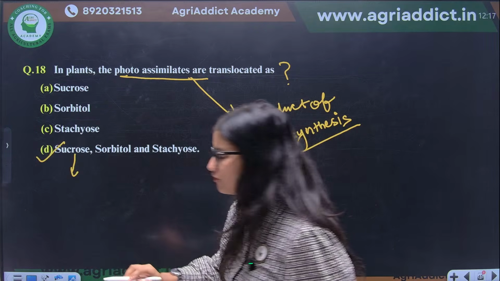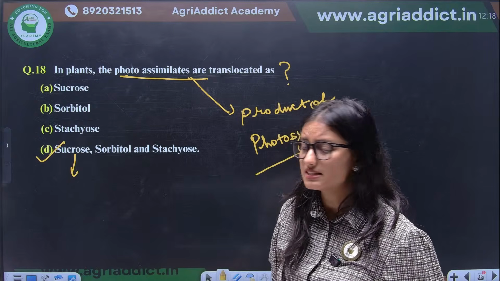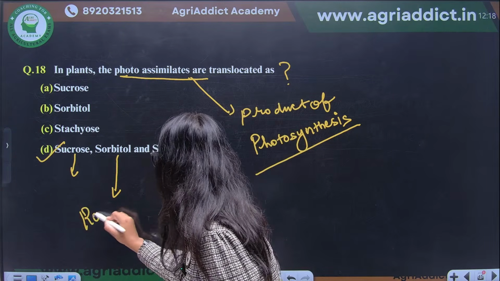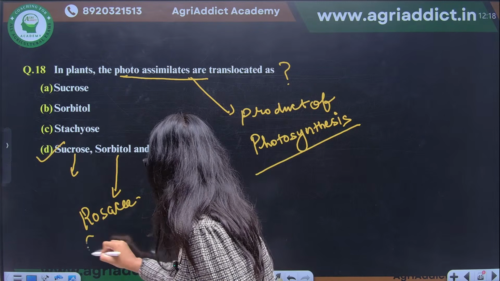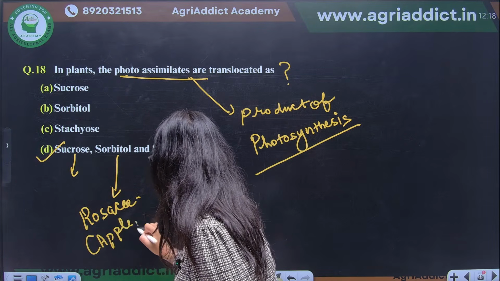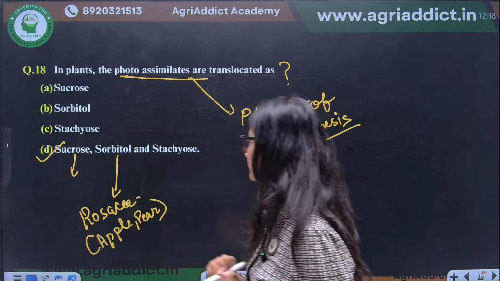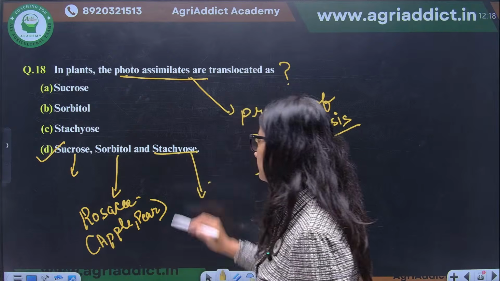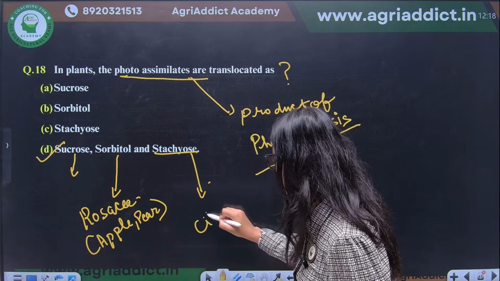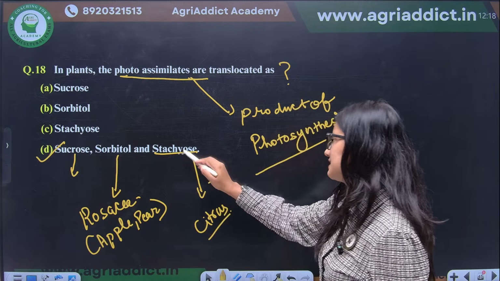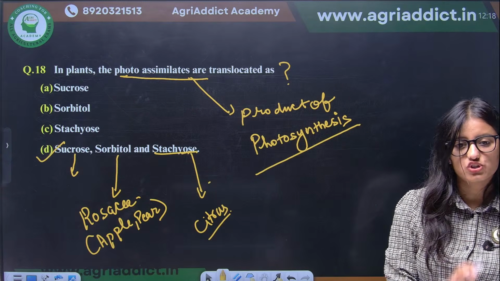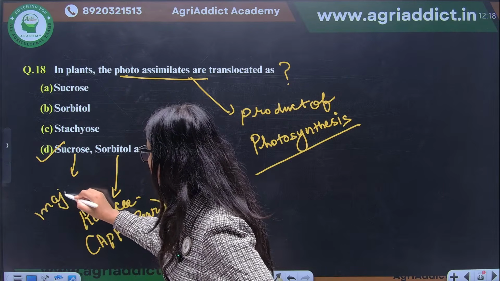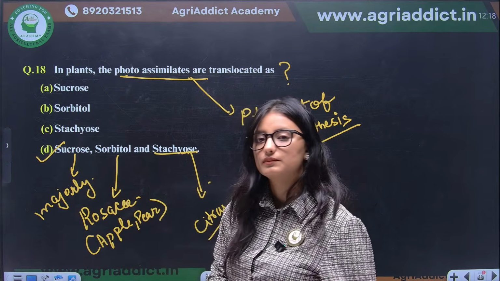Majorly it is in the form of sucrose, but in some cases, like in apple and pear, in Rosaceae family, it is in the form of sorbitol. Clear? And what about the stachyose in case of citrus? सिट्रस के केस में ये इस फॉर्म में ट्रांसलोकेट होता है. मेजरली जो है सुक्रोज की फॉर्म में ही. इज इट क्लियर?